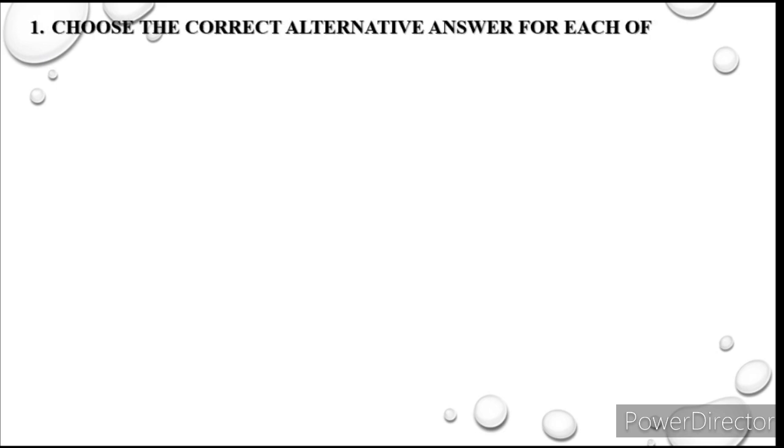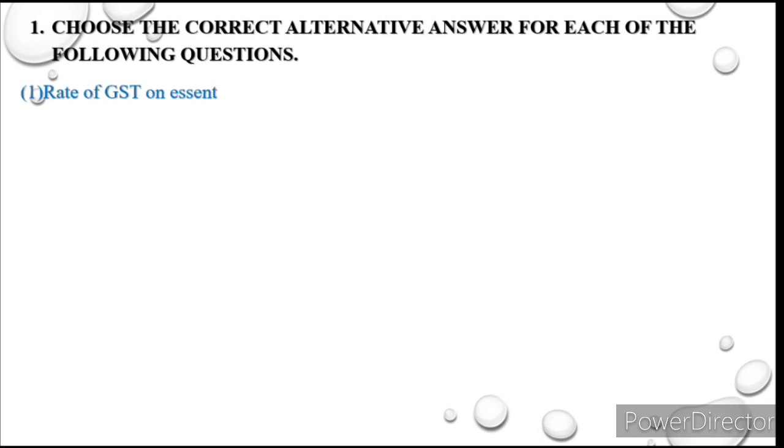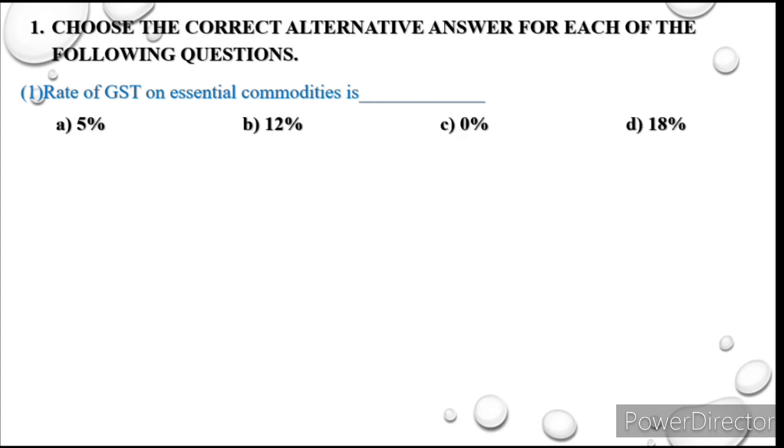Your first question in the worksheet is, choose the correct alternative answer for each of the following questions. When you see the worksheet, what is the first fill in the blanks? Rate of GST on essential commodities is dash. So options are 5%, 12%, 0% and 18%. When I was explaining the introduction of GST, I explained essential commodities are the commodities which we use in our day-to-day life, and on those commodities 0% GST is charged. So your correct option is 0%.